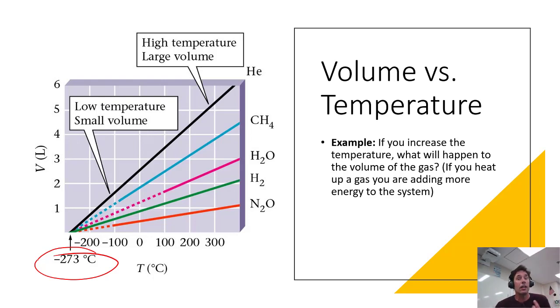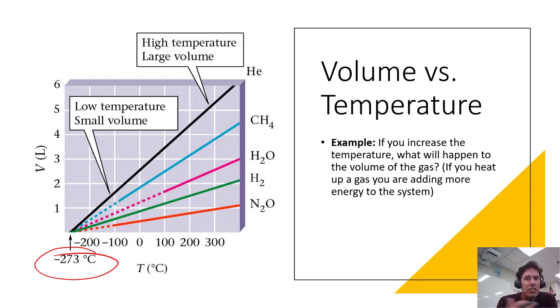That's where the idea of Kelvin came from. This is the lowest possible temperature. You'll notice that some of these lines are dotted, and the reason they're dotted is because, ladies and gentlemen, we cannot measure their volumes. They literally become solids, okay? So if that makes any sense, they're no longer gases anymore. They become liquids and solids, okay?